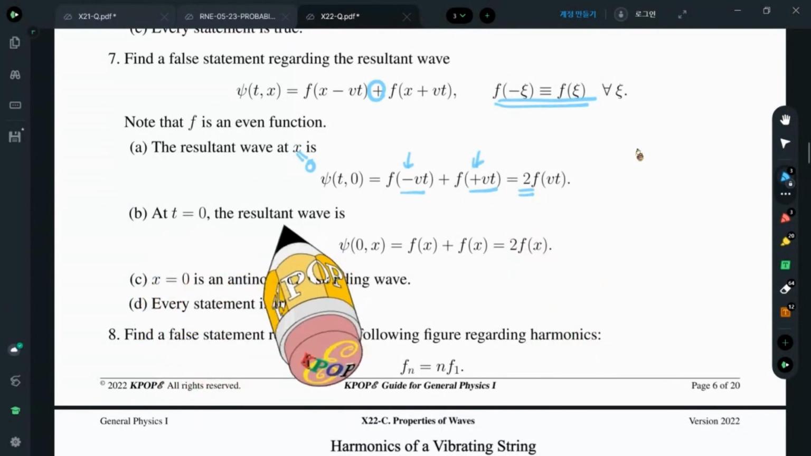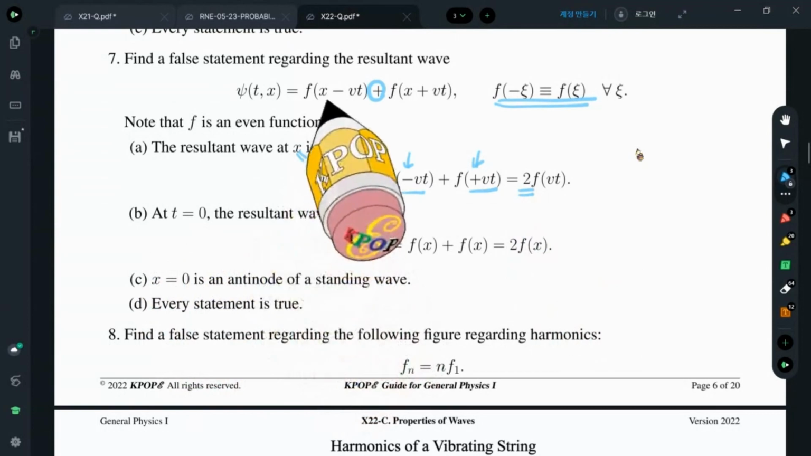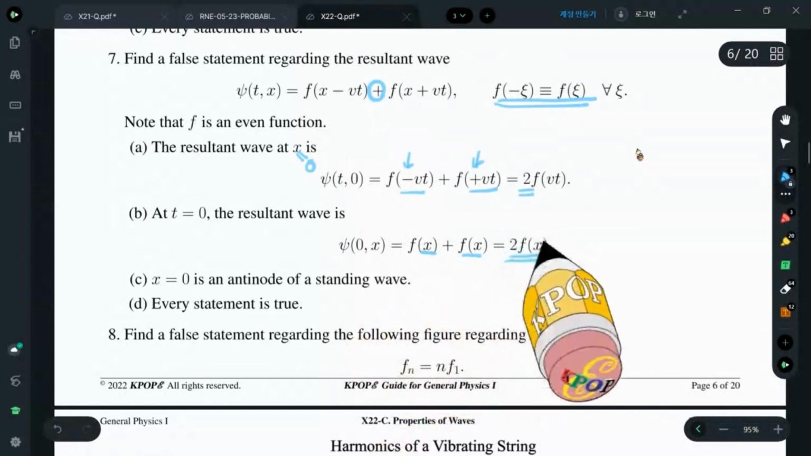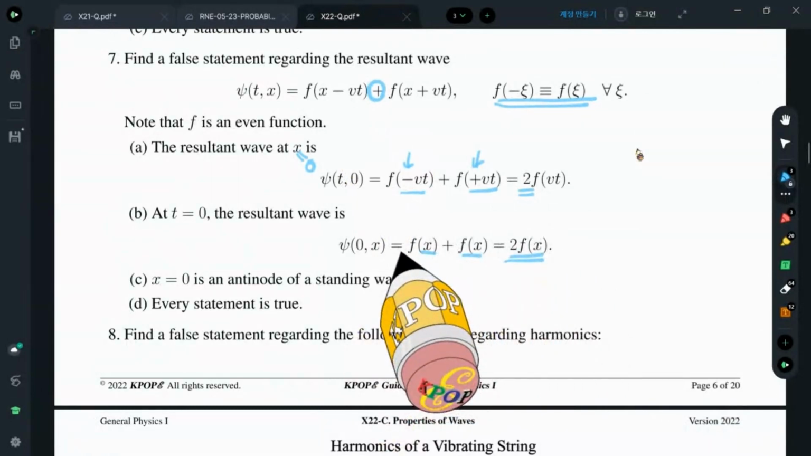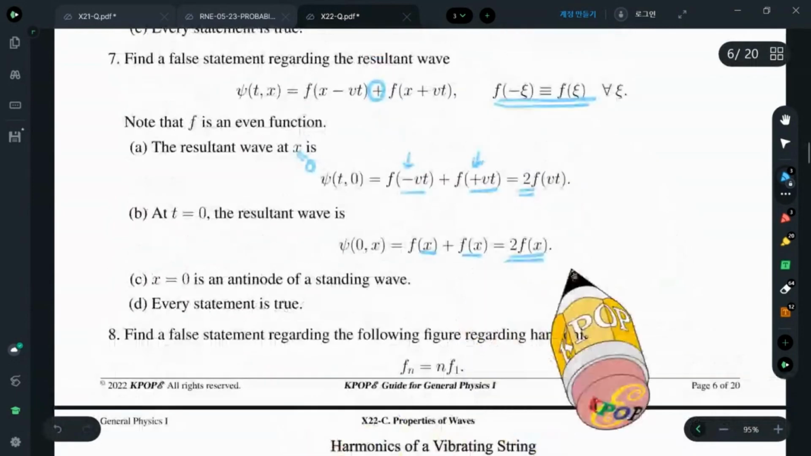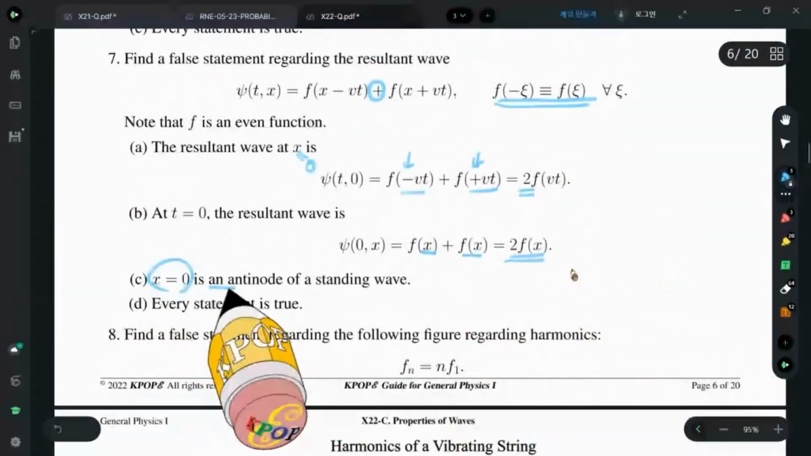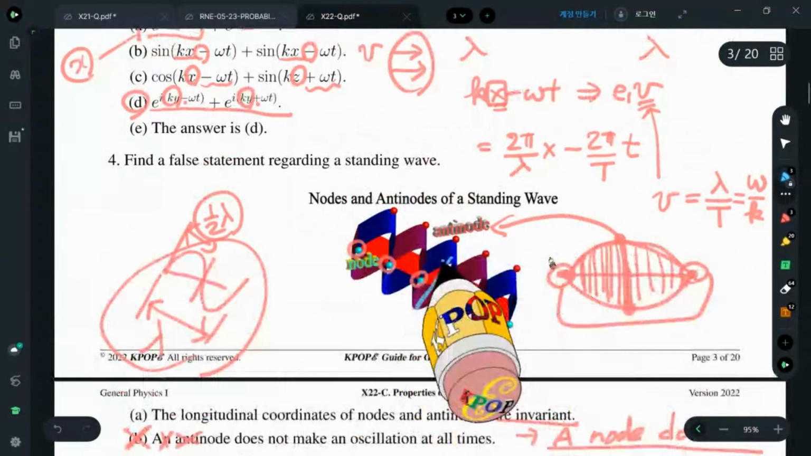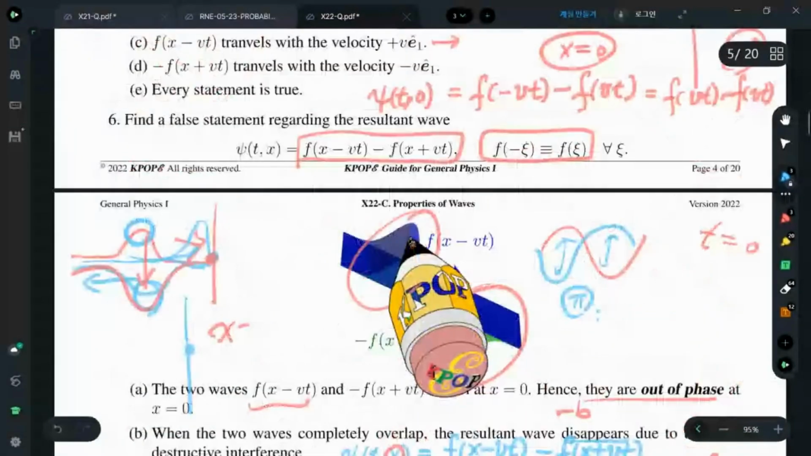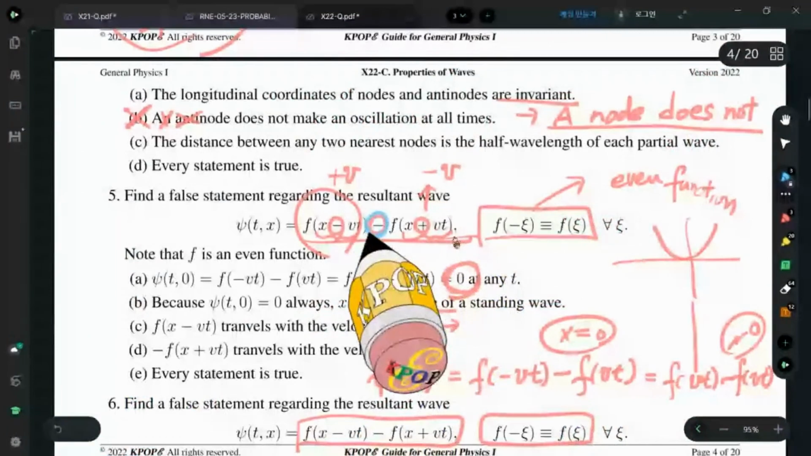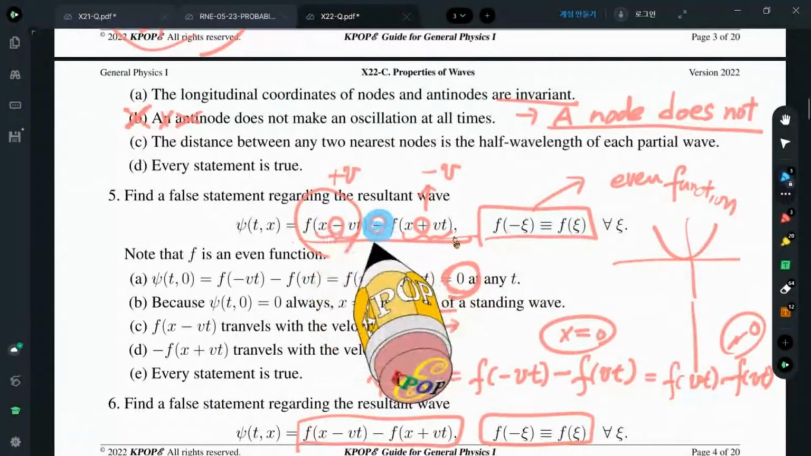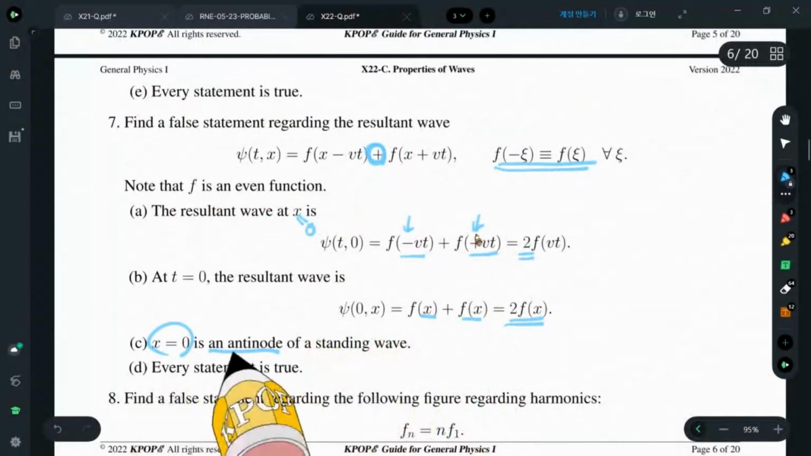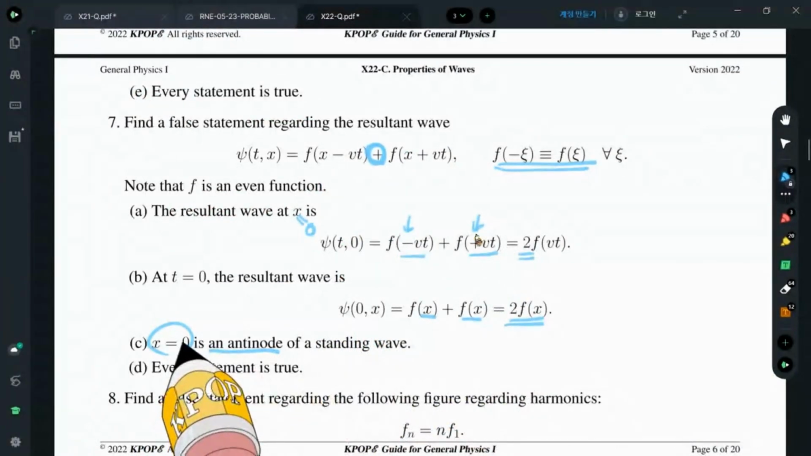At t equals 0, if I substitute t equals 0, again I have twice the original amplitude. x equals 0 is an antinode of a standing wave. We know maximum amplitude is an antinode. So unlike the subtracted case, which is a node, in this case we have an antinode at x equals 0.